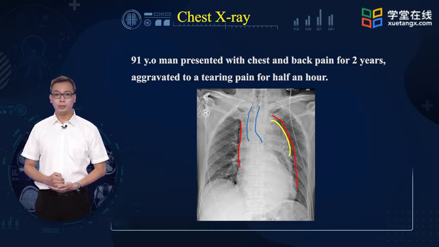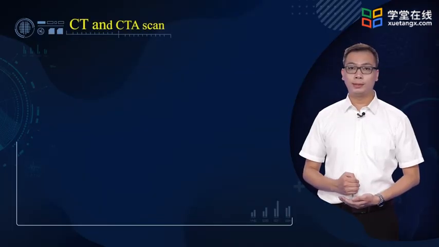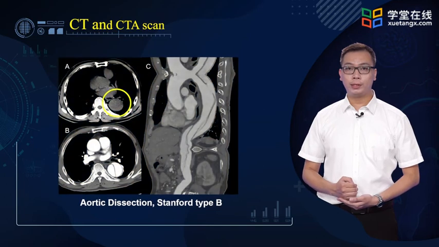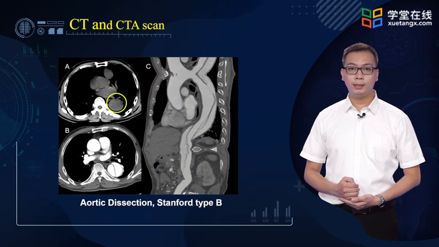So, CT and CTA were taken to make the diagnosis. Let's look at the CT scan. Figure A shows a dilated descending aorta. Then CTA was taken to confirm the diagnosis. The actual CTA, figure B, shows that the low-density intimal flap, red arrow, divides the descending aorta into 2 lumens.